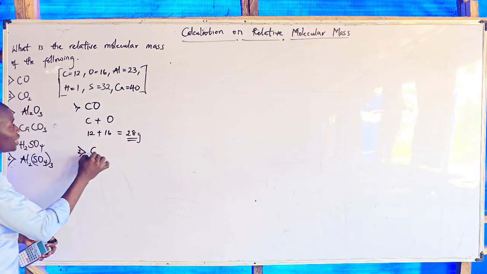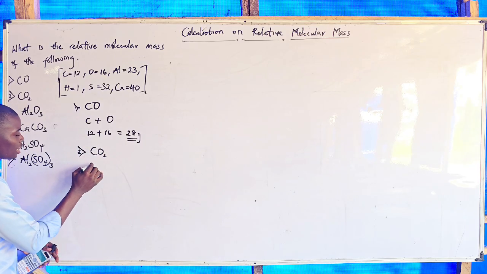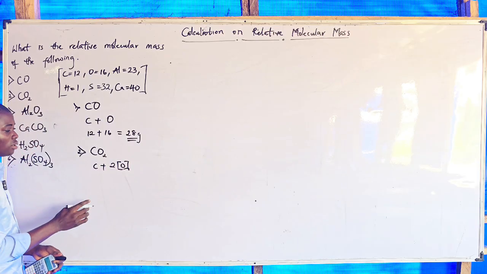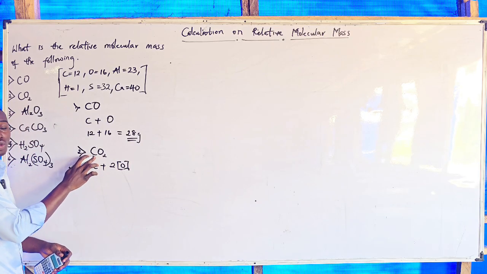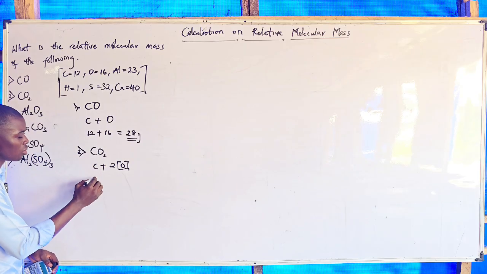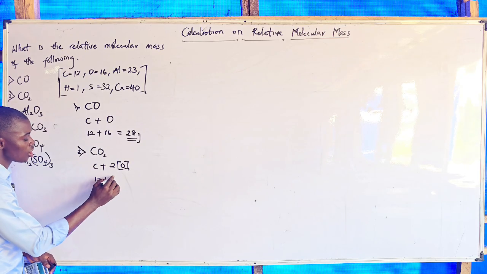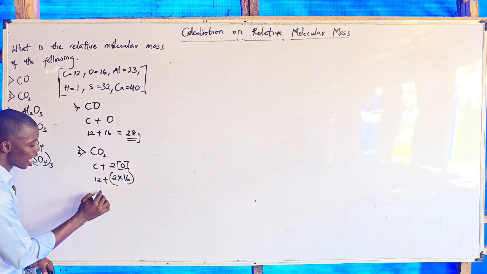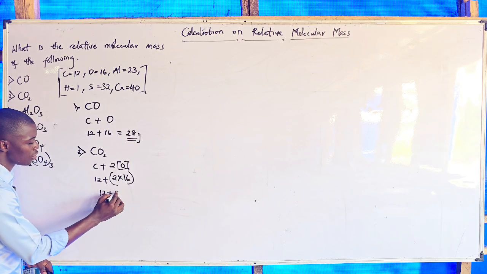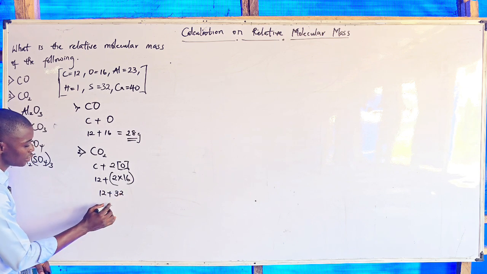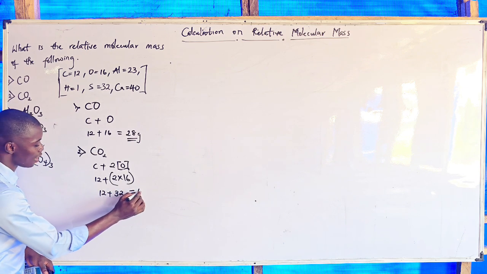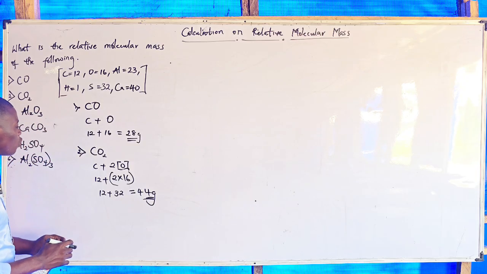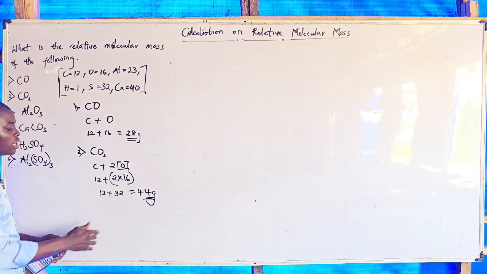Therefore, number 2 is CO2. That's to say carbon plus 2 oxygen, because the atomicity of carbon here is 1, but the atomicity of oxygen here is 2. So you write carbon is 12 plus oxygen is 16, so write 2 times 16. Therefore, we have 12 plus 2 times 16, which is 12 plus 32, we have 44 grams. So we can say the relative molecular mass of carbon IV oxide is 44.